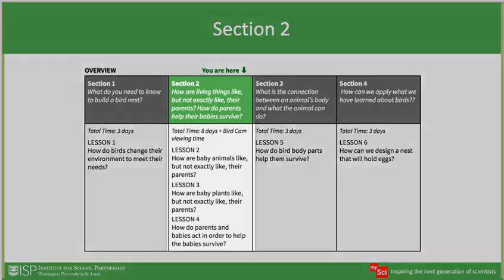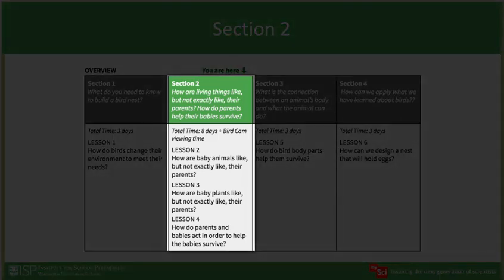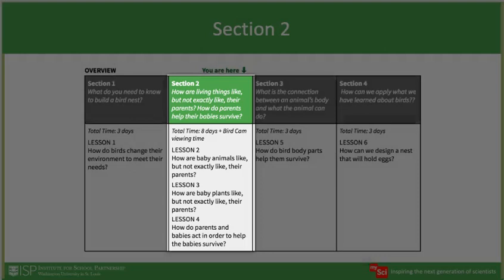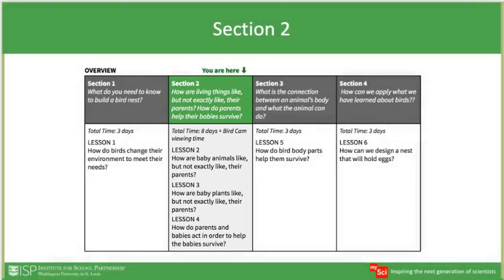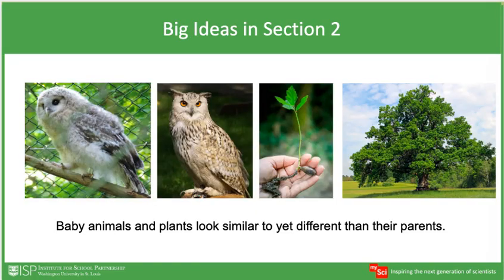Section 2 asks students to consider how living things are like, but not exactly like, their parents, and how parents help offspring survive. This section will take about 8 days, plus some extra time for bird cam monitoring. In Section 2, students use matching baby and parent cards, read books, and cut out pictures to figure out that baby plants and animals are similar to, yet different than their parents in physical appearance.